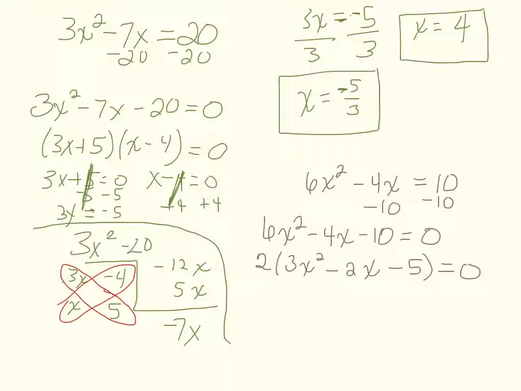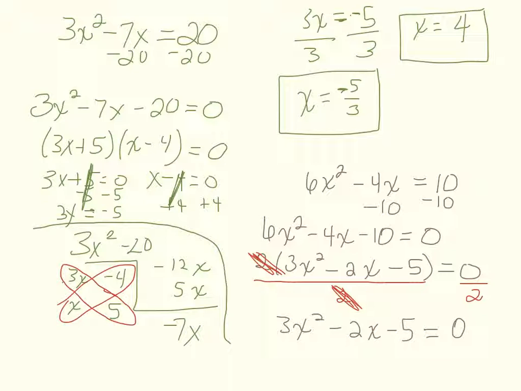And that equals 0. One of the cool tricks we can use is that anytime we have a number sitting outside of parentheses, not when we have a variable, but a number, we can use this trick of just dividing everything by that number. Now, when I do that, 2 and 2 cancel out, and I'm left with just 3x squared minus 2x minus 5. And then 0 divided by 2 is just 0.